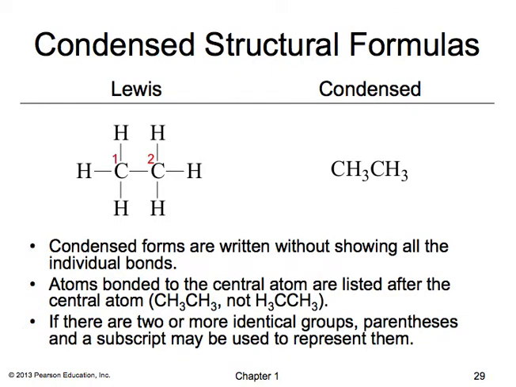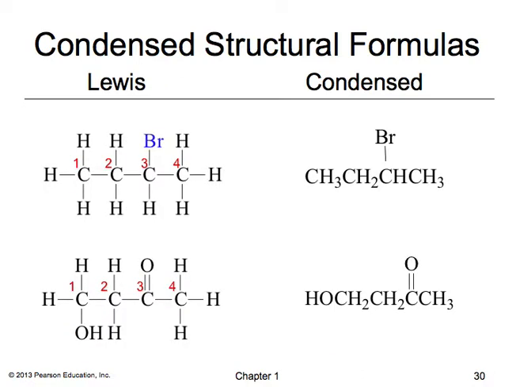So now that you know how to do Lewis structures, we can also talk about condensed structures. Condensed structures are written without showing any of the individual bonds, unlike Lewis structures. Atoms bonded to the central atom are listed after the central atom, so it's CH3CH3, not H3CCH3. If there are two or more identical groups, parentheses and subscripts may be used to represent them, and we'll show examples of it in a bit.